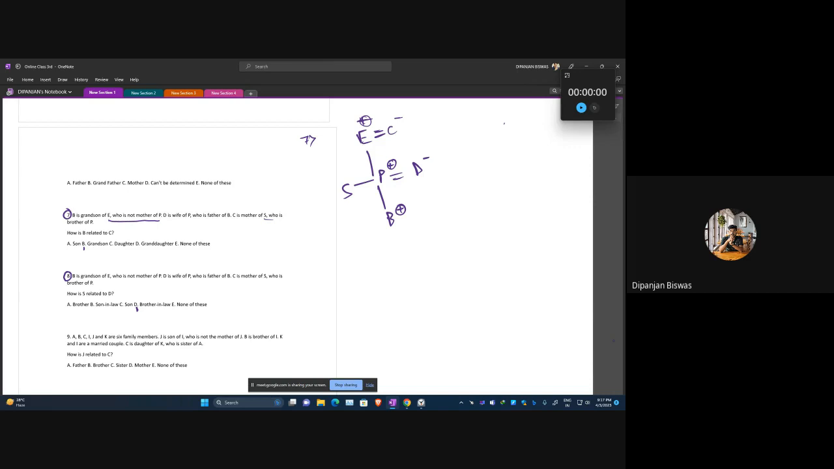And C is the mother of S, who is the brother of P. S was the brother, so S should be male gender. Our arrangement is complete here. How is B related to C? You can see clearly B is the grandson of C. So option number B was the correct answer.